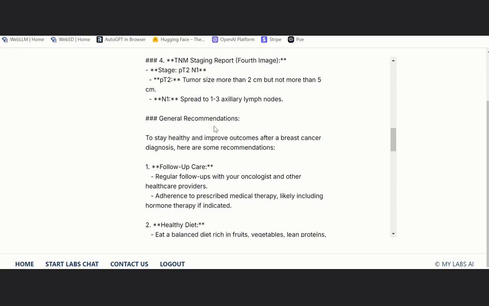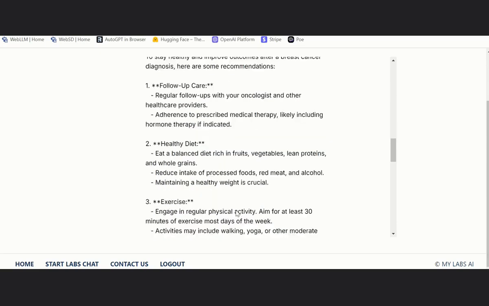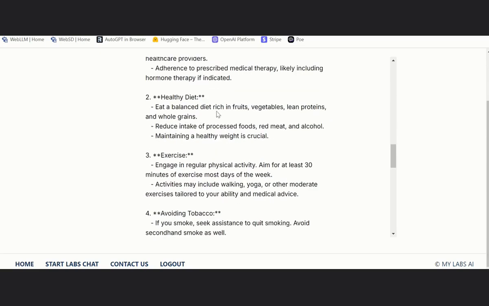General recommendations. Remember, she wanted some recommendations of how she could stay healthy and beat cancer. So the AI gives her here general recommendations to stay healthy and improve outcome after breast cancer diagnosis. Here are some recommendations. 1. Follow-up care. Regular follow-ups with your oncologist and other healthcare providers. Adherence to prescribed medical therapy, including hormone therapy if indicated. Healthy diet. Eat a balanced diet rich in fruits, vegetables, lean proteins, and whole grains.